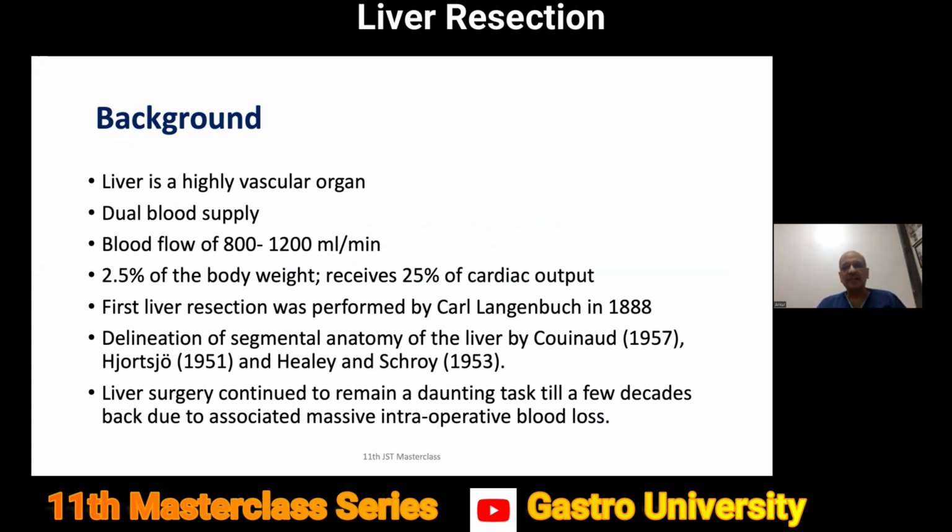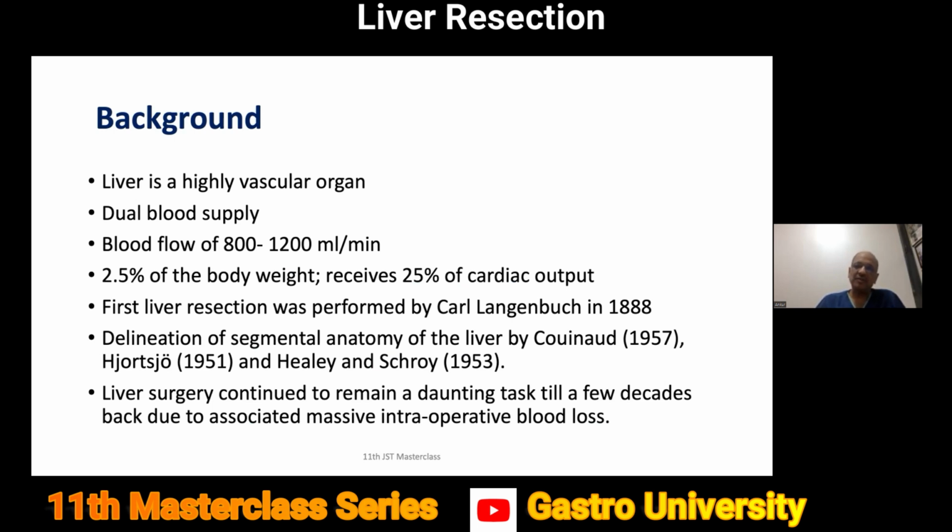So liver is a highly vascular organ. You all know that. It has dual blood supply, that is via the hepatic artery and the portal vein, with a blood flow of around a liter per minute on average. And it is evident that liver, although it constitutes only 2.5% of the body weight, still receives 25% of the cardiac output. Therefore, it's a highly vascular organ, and therefore liver resection was a surgery which joined the gamut of surgeries performed by general surgeons very late.